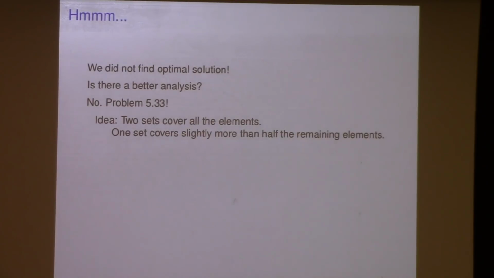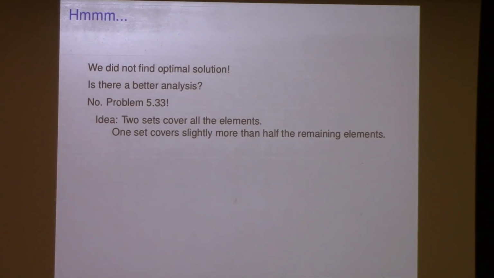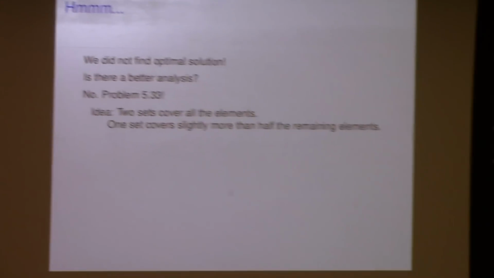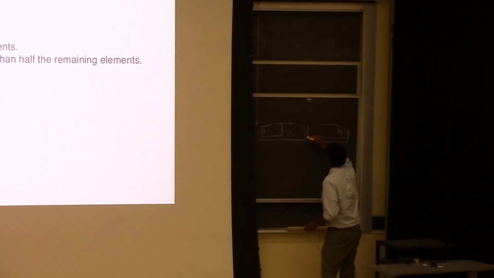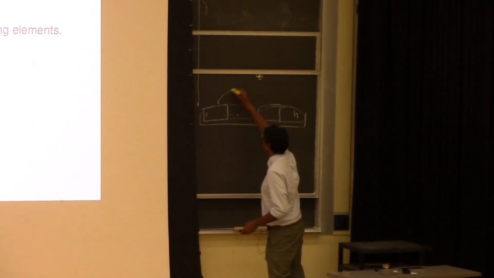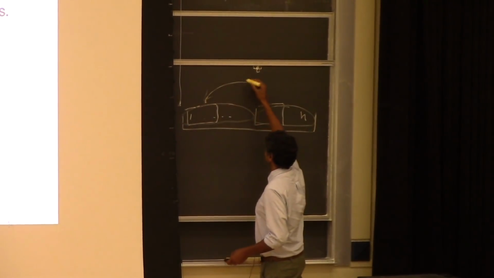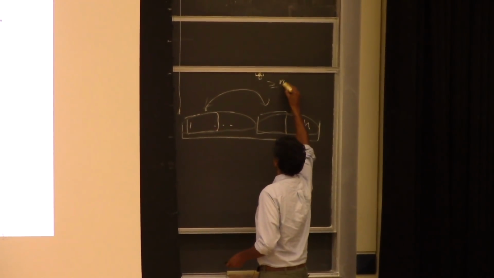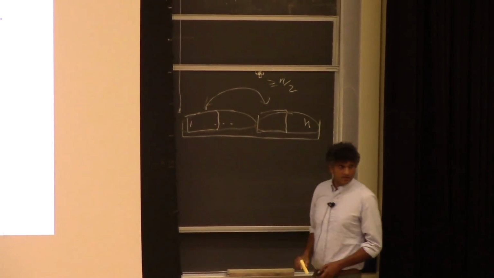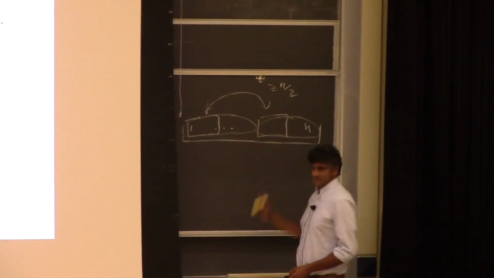So you have 1 through n. So I have a set that covers this half and this half. That's the solution. That's the right solution. But what I do instead is I have one set, the square set, that covers both the first half of this set of elements and the first half of these elements. So the size of this set is greater than n over 2. Okay? So my algorithm chooses this set for some reason.